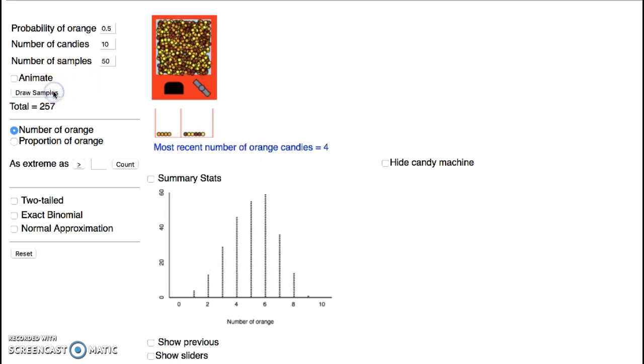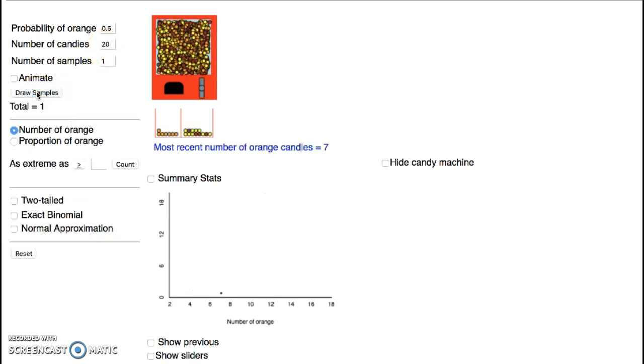Okay. So notice what we start to see. If I do lots and lots of samples, kind of fill in the curve, and things start to look normal. But keep in mind, we only did 10 candies in each sample. Let's say I want to do 20. I'm going to go back to one sample, put 20 candies in each sample. And let's see, I'm actually going to animate that.